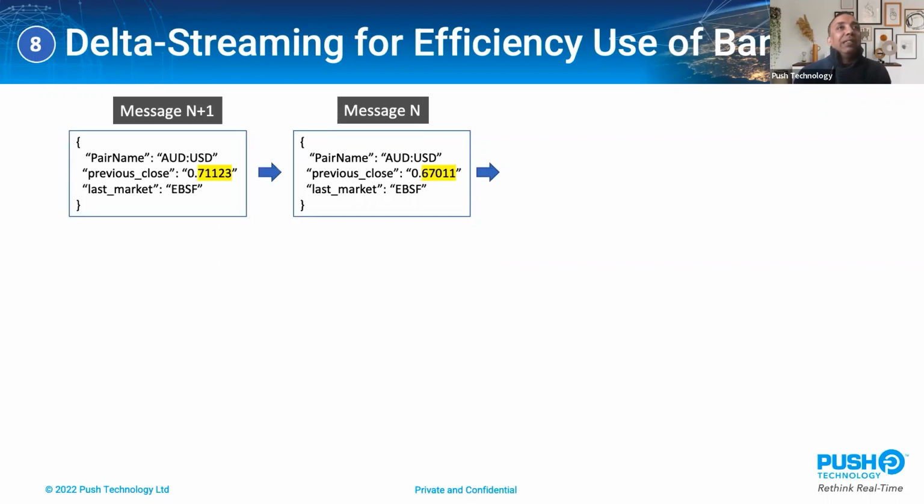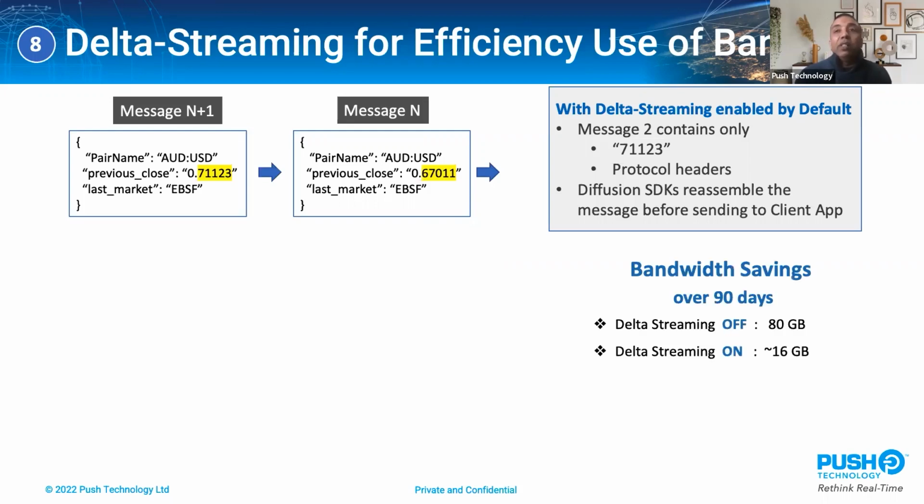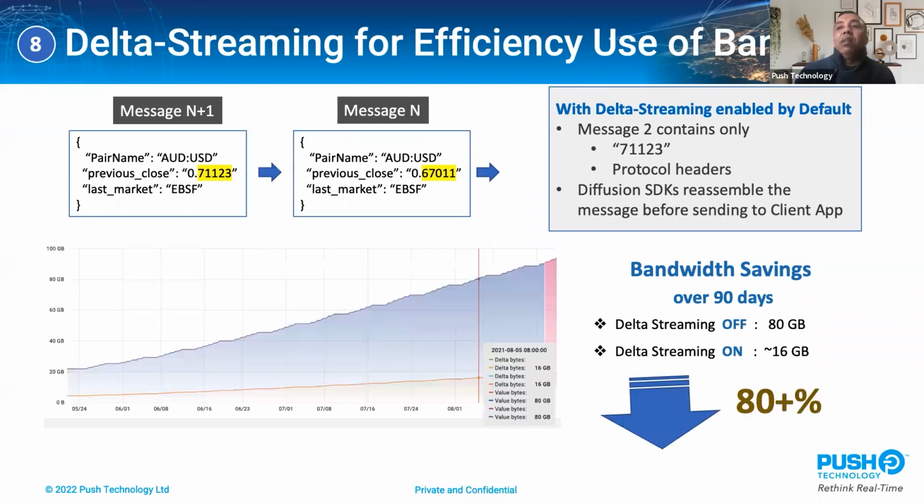Now with delta streaming enabled, Diffusion only sends the bytes that have changed and adds a protocol header, and the Diffusion SDKs on the client side, or the consuming side, will reassemble the entire packet before sending the message to the client application. So this has a huge benefit. In one of the examples, over 90 days, there were 80 gigabytes of messages sent with delta streaming off. With delta streaming enabled, it was less than 16 gigabytes, over 80% saving in bandwidth.